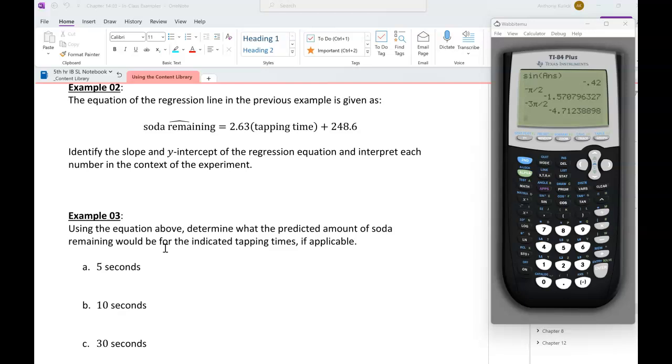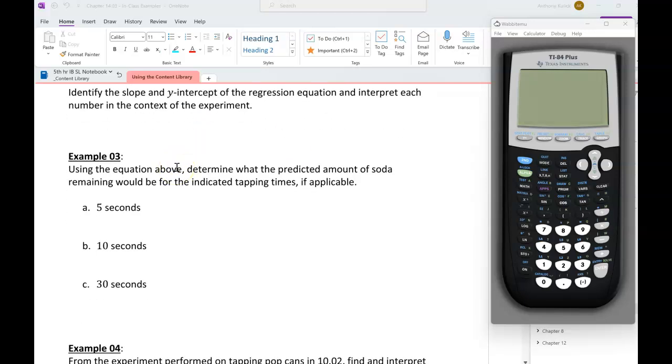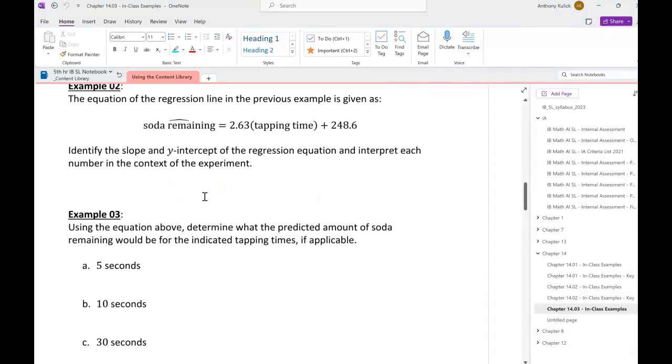Good. And when there's no tapping, there's 248.6 milliliters of soda remaining. Yep. So that's not a full can, right? That's if you didn't do any tapping at all, and you have a huge mess. Everybody cool? All right.